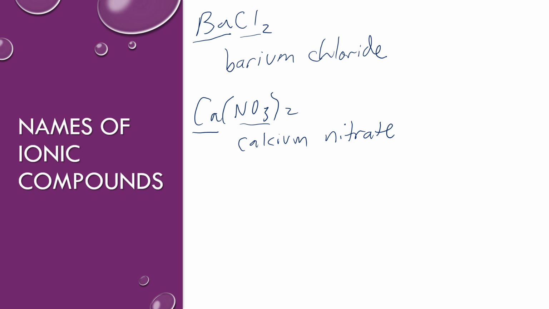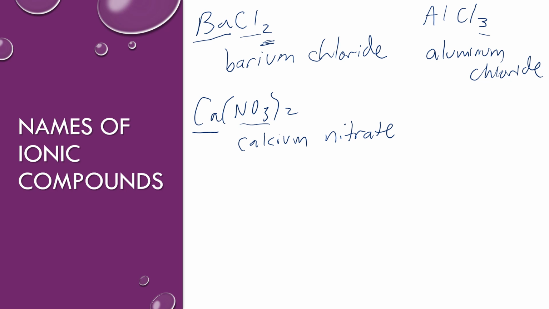Now, the number does not affect the name in this case. So if you have something like AlCl3, you would have aluminum chloride. So even though they have different numbers, that's kind of assumed as part of the name because we know barium and aluminum form different charges. They're inherently going to have different numbers of chloride atoms.